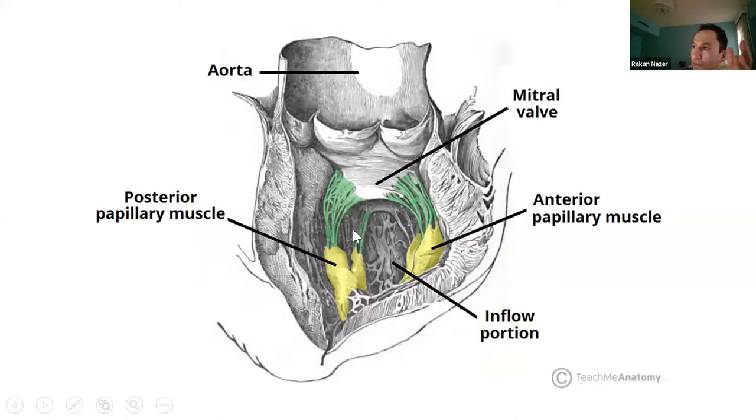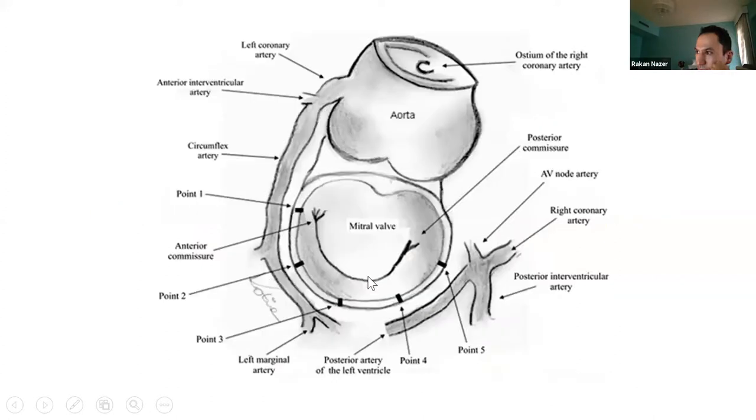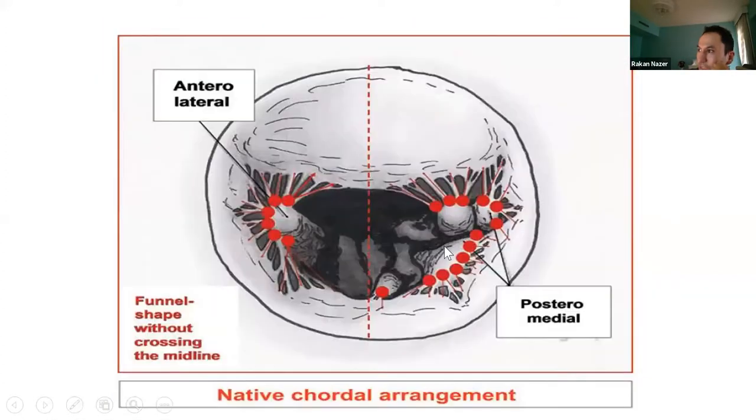The subvalvular apparatus here, you can see, this is not a surgical view. I think this is a surgical view. So you have an anterolateral papillary muscle and a posteromedial one. The posteromedial usually is a double head papillary muscle, so it's stout, short, and has a double head. The anterolateral is usually long and has a solitary head.